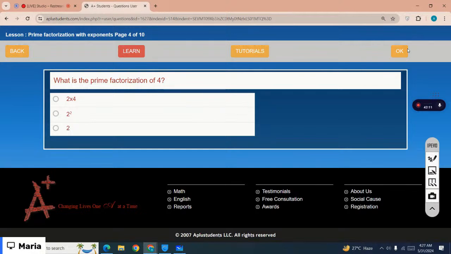Hello. Factorization of 4 is, the correct option is 2 square. Option number 2 is the correct option.